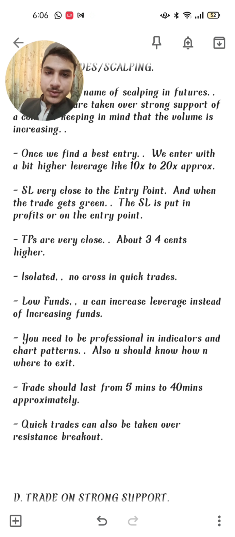TPs are very close. For example, the TPs of normal and usual trades are 20 cents high, 25 cents high, 12 cents or 15 cents even high. But for such scalping trades, the TPs are 3 or 4 cents high. As the leverage is high, you will get good profit. And the TP1 is 3 cents high, the TP2 is 5 cents high, the TP3 is 7 cents high. The TPs should be very close.